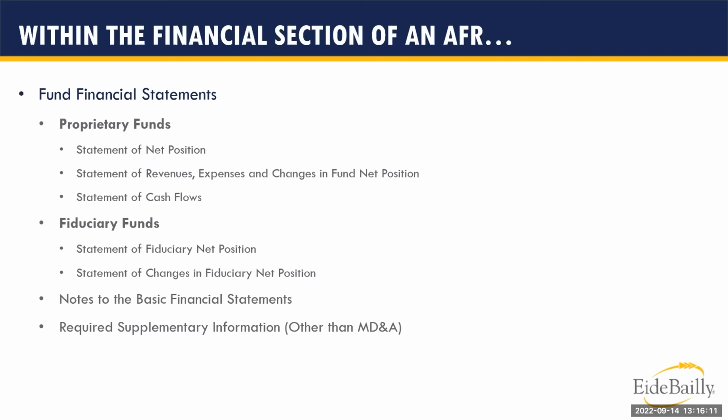Finally, a government may have, again, these fiduciary activities, which include pensions, other employee benefit trust funds, investment trust funds, private trust funds, and custodial funds. In short, it's where a government is a trustee over somebody else's money. Now, these funds are not the government's money. These funds are presented full accrual with slightly different titles, but again, no statement of cash flows.